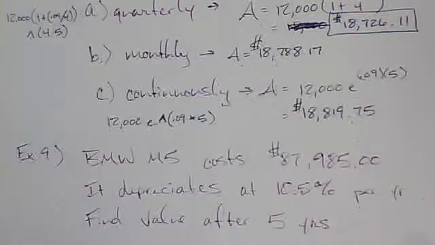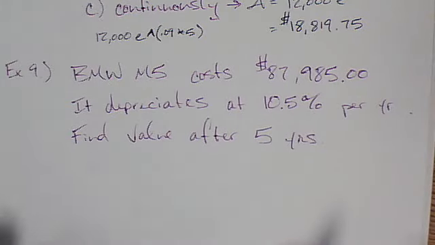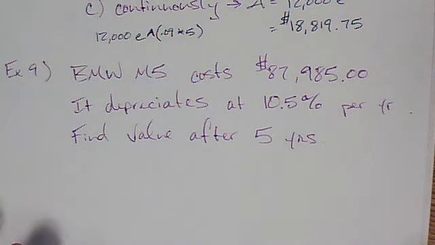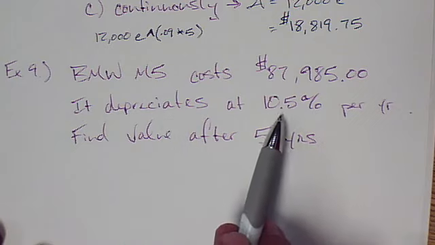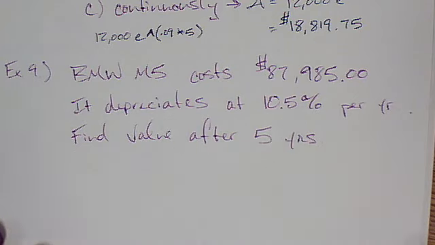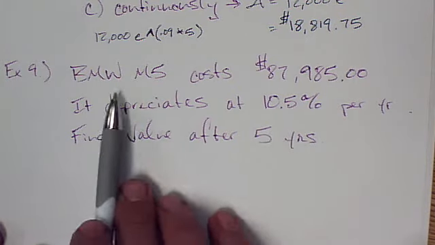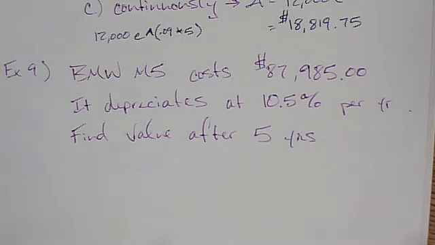Okay, let's look at one more here. I've got a BMW M5 that costs $87,985. Chump change, cheap car. And let's say that it depreciates at 10.5%. We're going to find the value after 5 years. A 10.5 is actually not very much for a car. That's such a nice car, it doesn't depreciate as fast. Most cars will depreciate 18 to 20%.